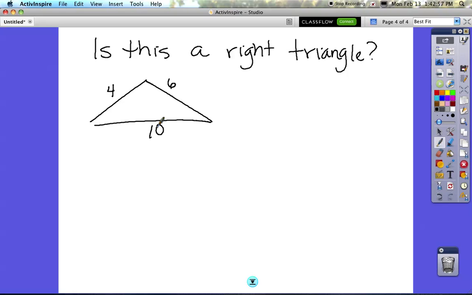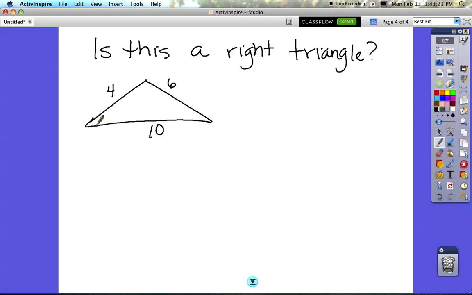Okay, now the next thing. Do not go by looks. We're going to determine whether this is a right triangle or not. No. Why are you saying that? Because it doesn't work for the theorem. Okay? 4 squared is 16 plus 6 squared is 36 does not equal the 10 squared, which is 100.